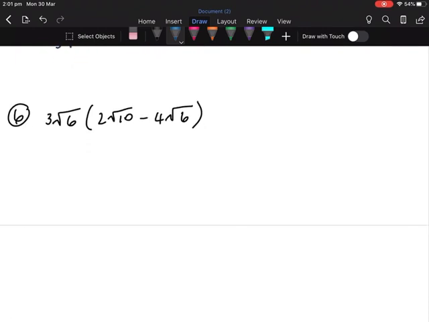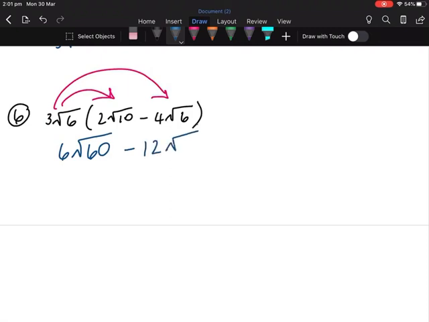All right, next one. Let's just do this the way we normally would without all the working. So you've got 3 times the square root of 6 times 2 times the square root of 10. Multiply the outside numbers, so 3 times 2 is 6, and then multiply the numbers under the square root, so 6 times 10 is 60. All right, same here. Now we multiply this term. 3 times negative 4 is negative 12, and then 6 times 6 is 36.